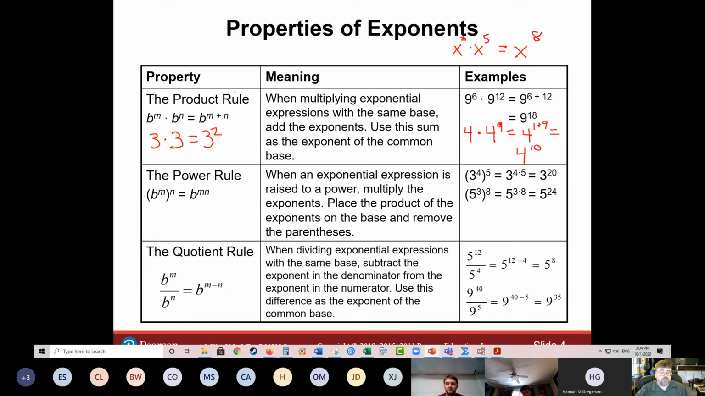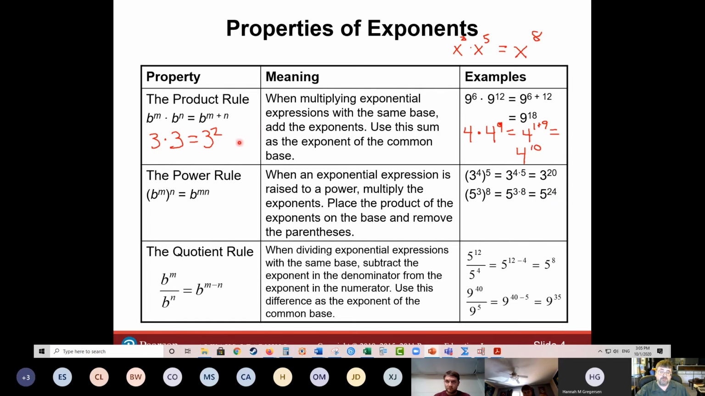So that's the product rule for exponents. The power rule for exponents is if we are taking an exponential expression like 3 to the 4th and we're raising it to a power. So like on the right-hand side there, you see we're taking 3 to the 4th and raising it to the 5th. In a case like that, we multiply the exponents. The base stays the same still. The base always stays the same for these properties. So 3 to the 4 times 5 is 3 to the 20th. 5 cubed to the 8th power would be 5 to the 3 times 8, that would be 5 to the 24th.